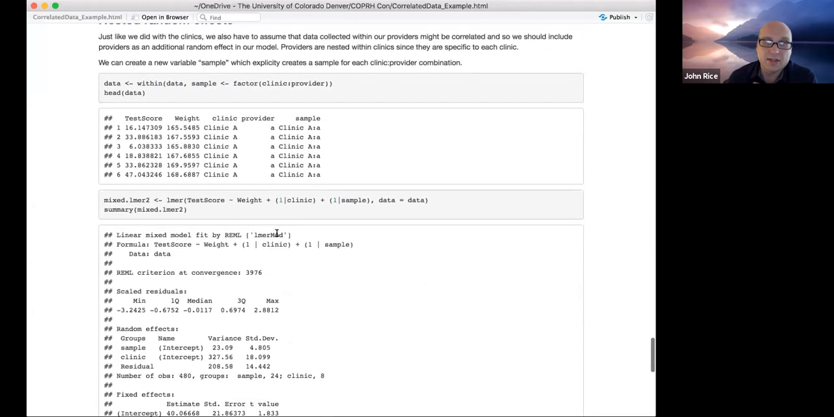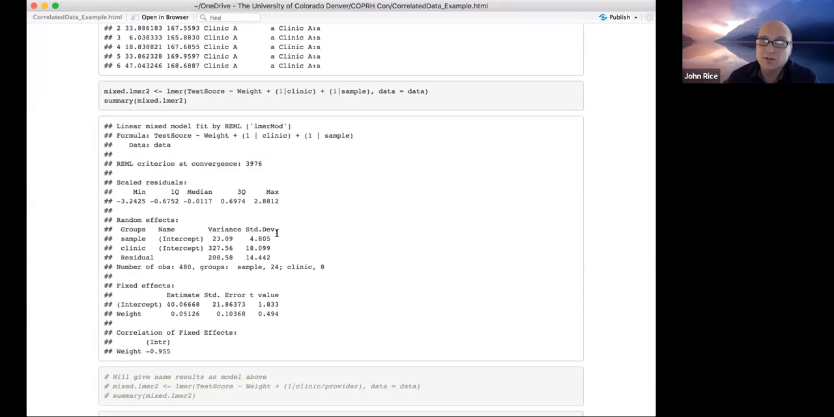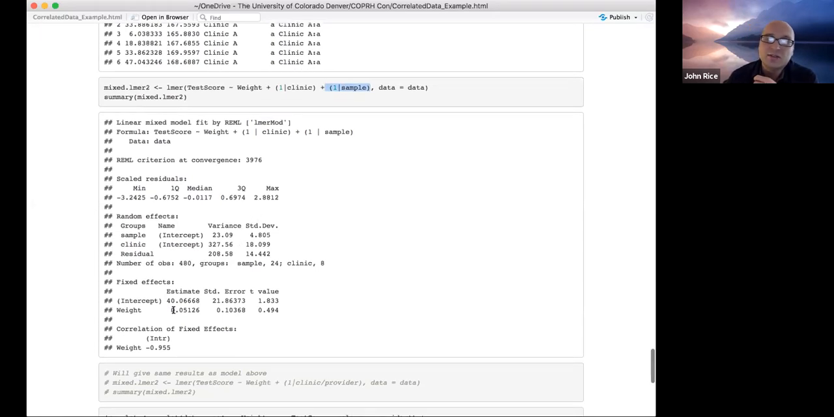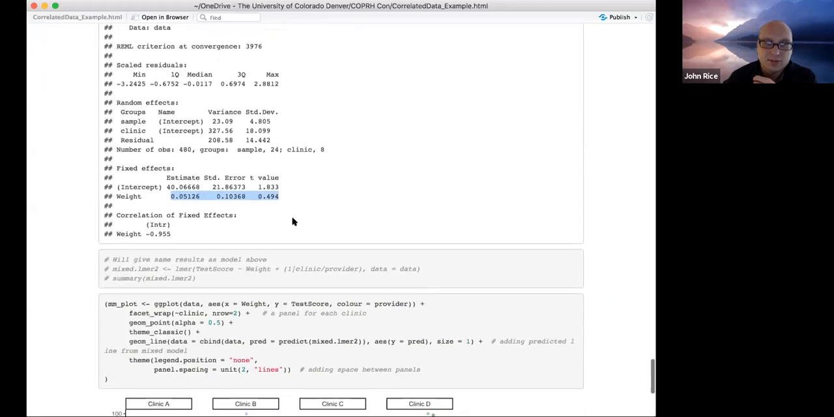And then again, you also might want to take into account the correlation between the observations within a provider, which is just going to add a little bit to the complexity of the model, but isn't really going to change our conclusions too much.